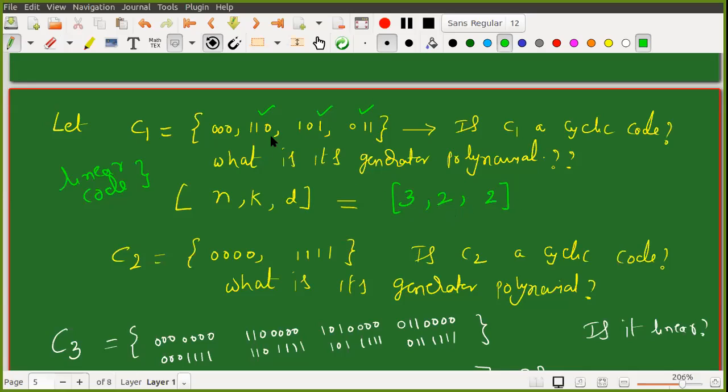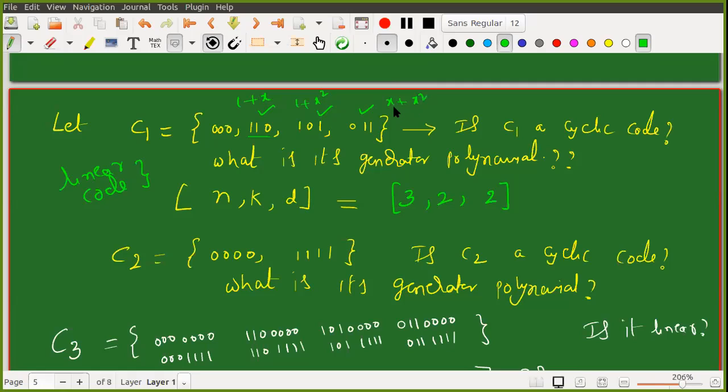Why is it a linear code? You know that the sum of these two is this. So done. It is also a cyclic code. So what is the polynomial corresponding to this? 1 plus x. Very good. And what is the polynomial corresponding to this? 1 plus x square. Very good. And this one, x plus x square.